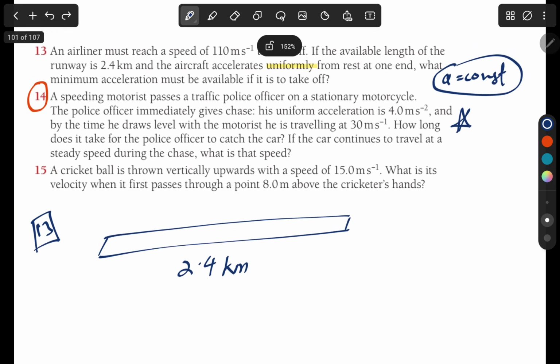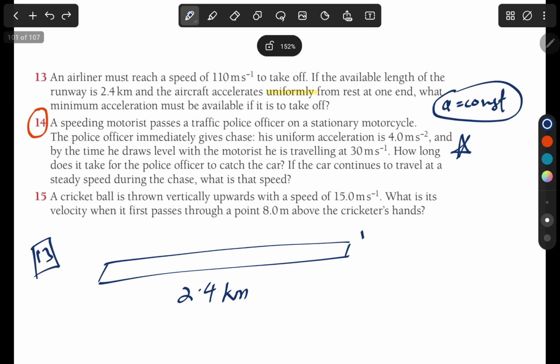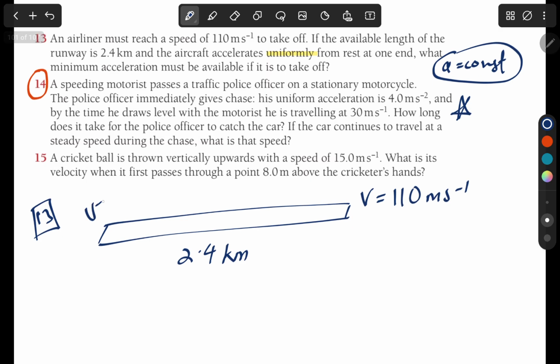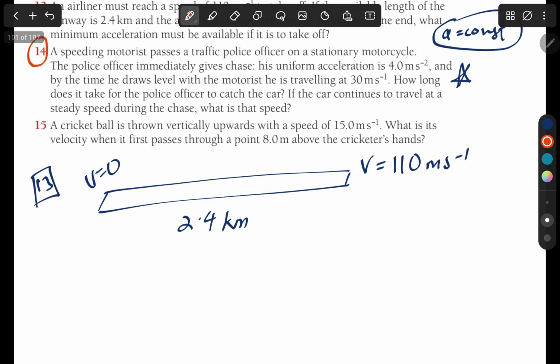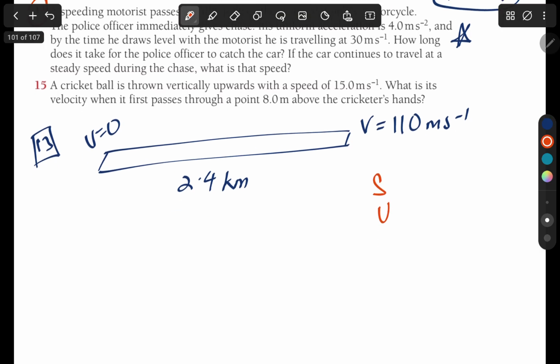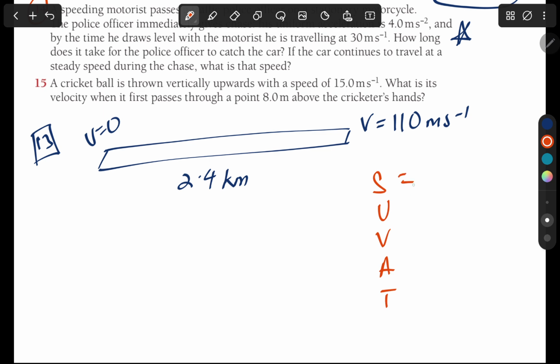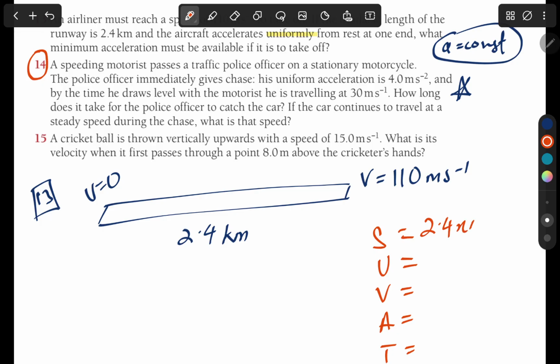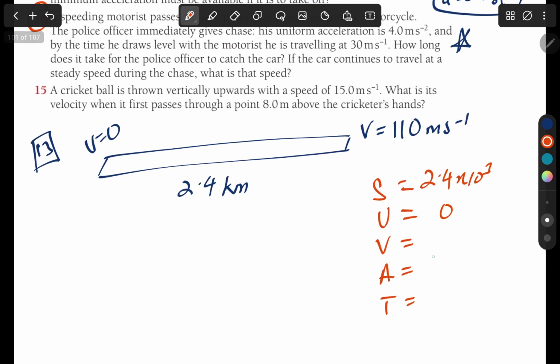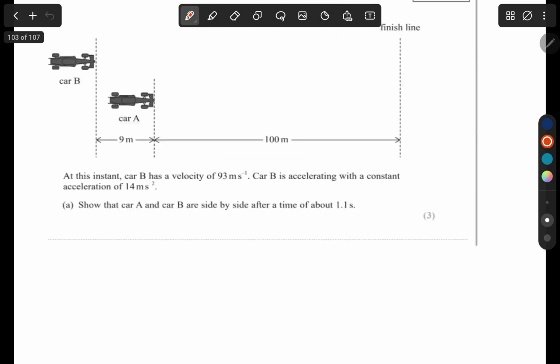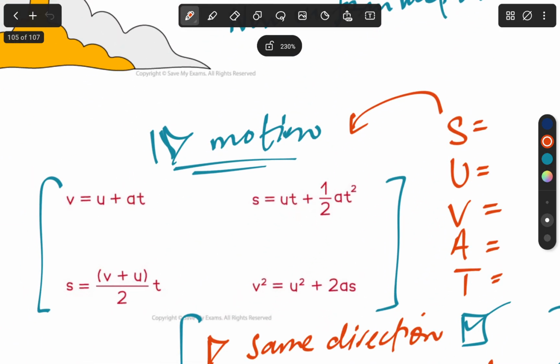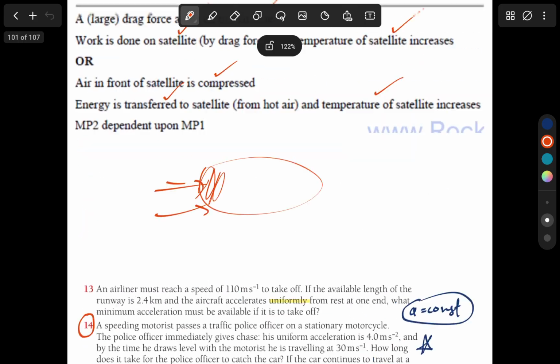Anyway, it must reach a final velocity v of 110 meters per second, and its u is equal to 0. So what is the acceleration? Let's do this first. We know s is 2.4 times 10 to the power of 3, u is 0, v is 110 meters per second, a we don't know, and time we don't know. This we have to find out. You can check the equation. I recommend you take a picture of this, or if you have the equations already, that's well and good.